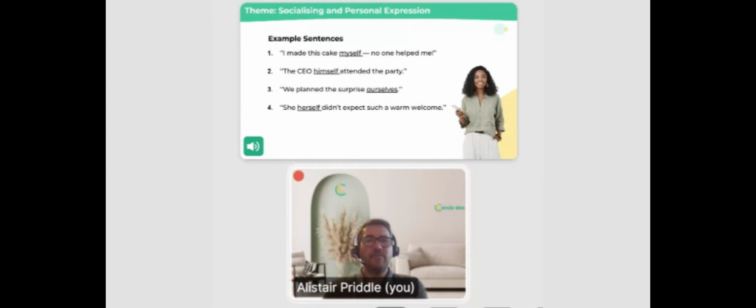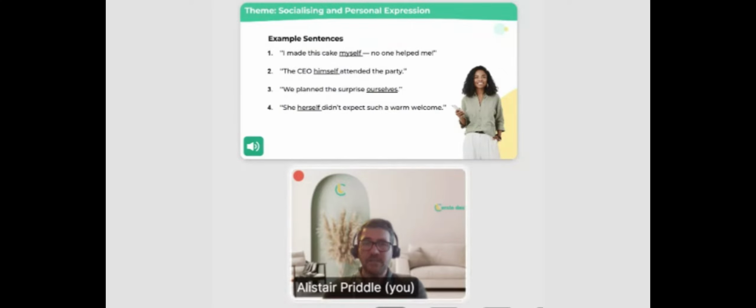Okay, so we've got reflexive pronouns for grammar. In these sentences, the subject and the direct object are the same. But we also use reflexive pronouns for emphasis. They show pride, independence, surprise, and they add emotion and focus. They help in conversation and storytelling. Well, our theme for these sentences is socializing and personal expression.